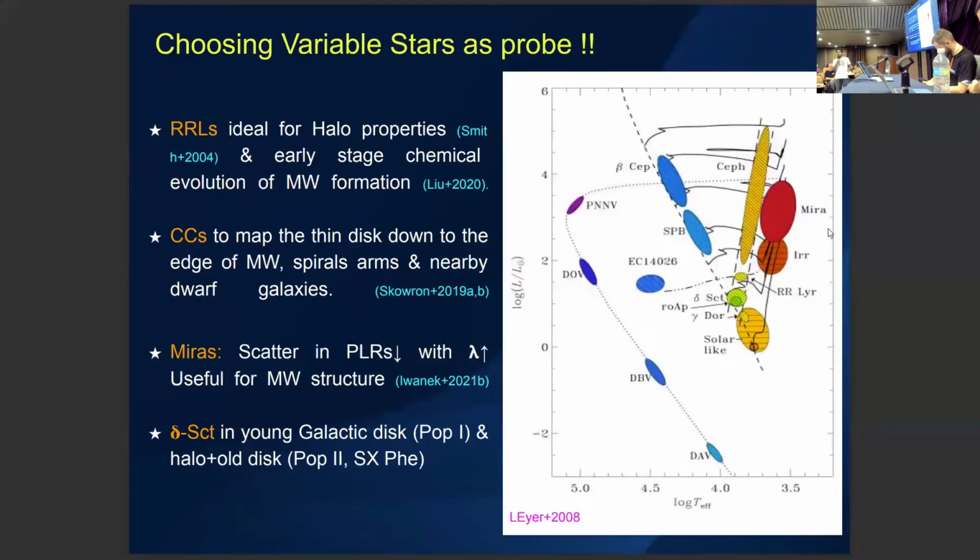So why are we interested in variable stars as a probe in that scenario? Because we have a wide range of variable stars spanning the instability strip. We can see here.